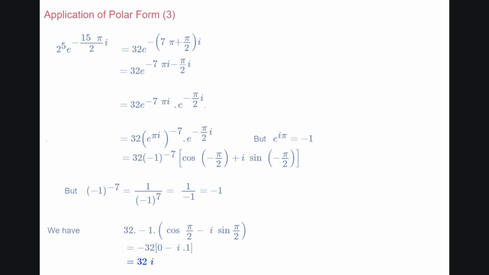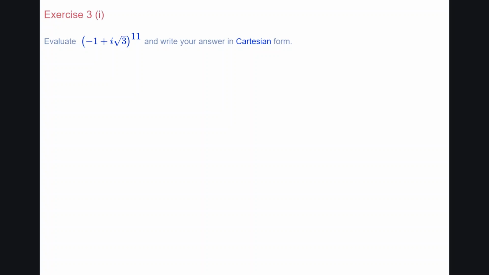And also we know that the cosine function is an even function, so cos of minus pi on 2 is going to be cos of plus pi on 2. And the sine function is an odd function, so sine of minus pi on 2 is minus sine pi on 2. From this we get 32 times minus 1 times cos pi on 2 minus i times sine pi on 2. But cos pi on 2 is 0, sine pi on 2 is 1, so it all comes out to 32i.